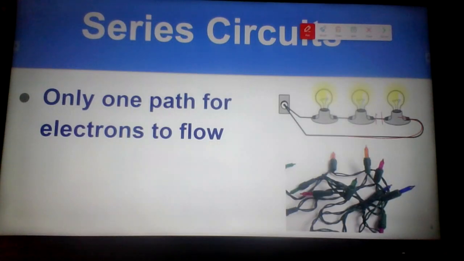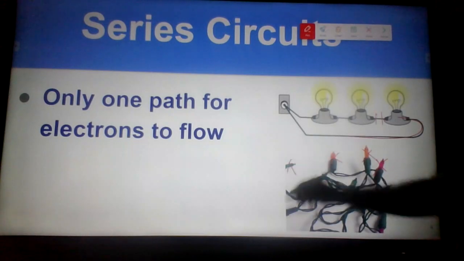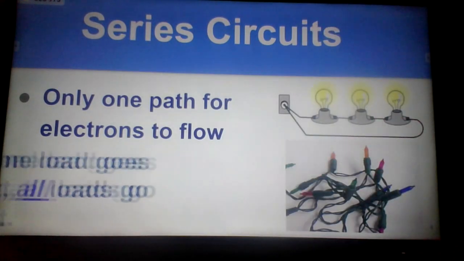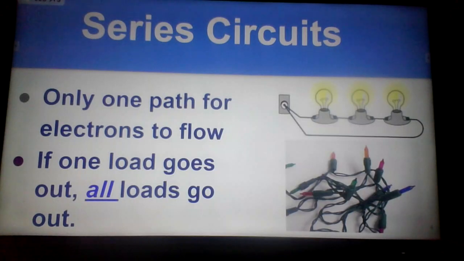So in those older style Christmas lights, if this bulb was broken, you had to take out each bulb and put in a new one. Oh, that didn't work. Take that bulb back out, put the old one back in, take out the next old one, put in a new one, and so on. And there may be 100 light bulbs on that string, because that one won't work, that one won't work, and that one won't work, and it'll take a long time to find that broken bulb. If one load goes out, all the loads go out.